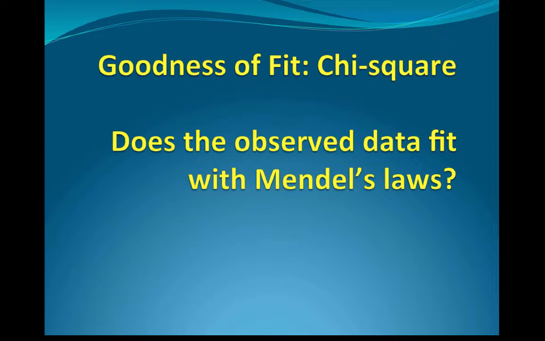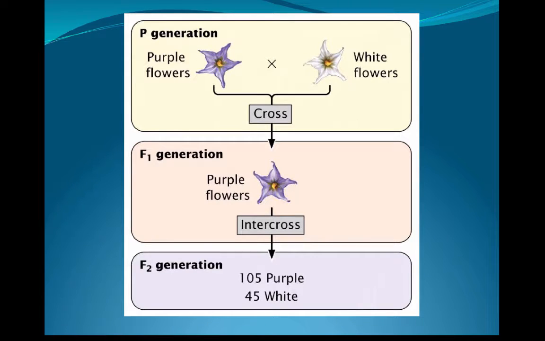All right, so one other way to predict the percentage of a cross that is used quite often is called the chi-square test, or the goodness of fit test. This test really tests if what we observed in a certain cross actually fits with what Mendel's laws say it should fit with. For this example, if we have a dominant-recessive relationship where the purple flower is dominant and the white flower is recessive, in that F1 generation, 100% of those individuals are going to be purple because purple is dominant.